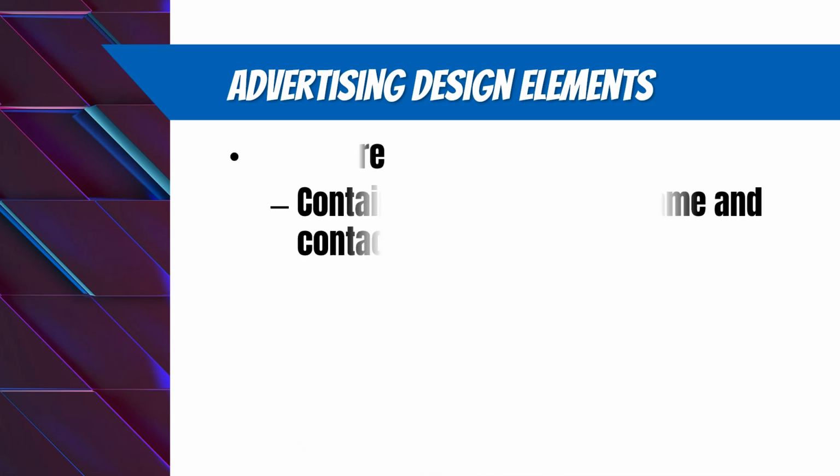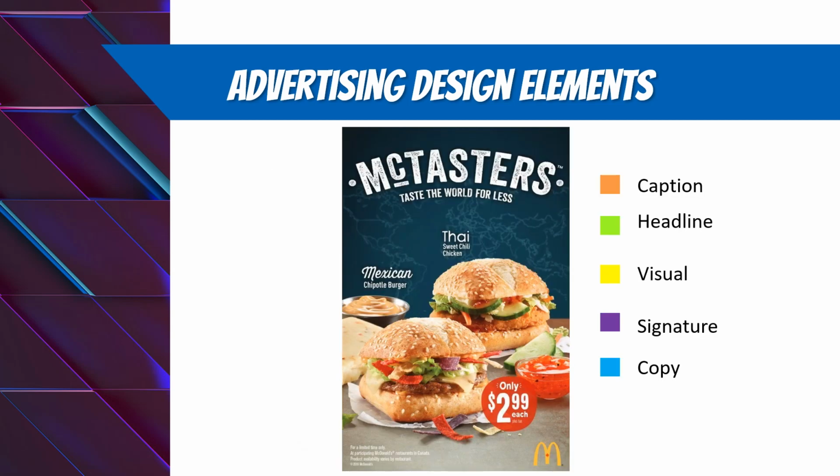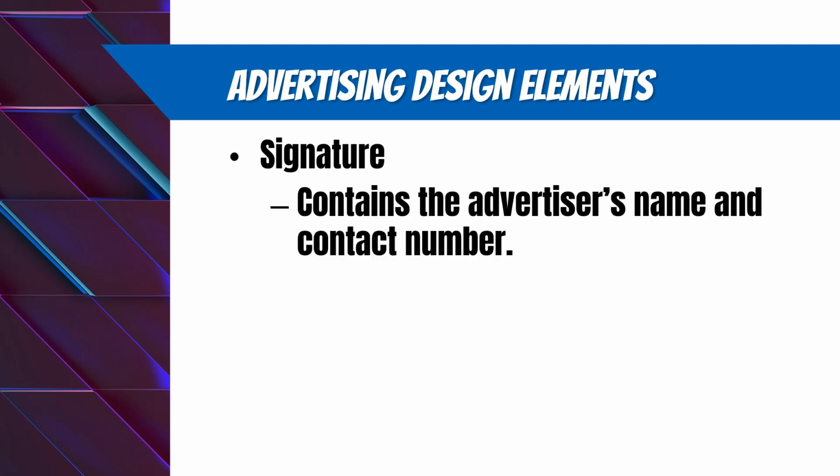Okay? Next element, we have the signature. Contains the advertiser's name and the contact number. So yun yung doon natin ilalagay o yun yung tinatawag natin na signature. So ang advertising or advertisement pala dapat may pangalan din. Of course, yes, para alam natin kung kaninong company yun, anong company yun, at kung ano yung kukontakin natin once we are going to buy their product. Okay, so yun yung tinatawag nating signature.